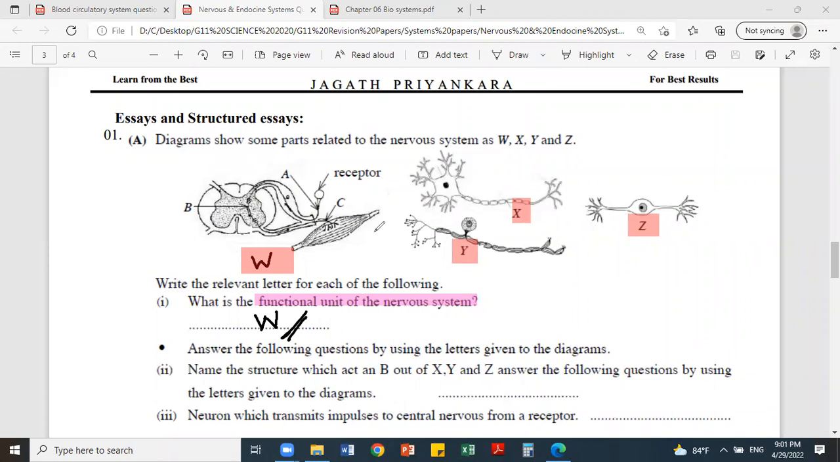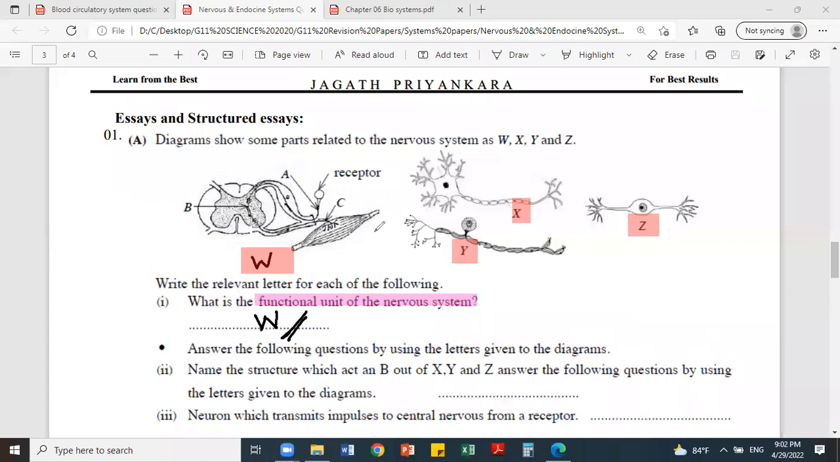The next one. Answer the following questions by using the letters given in the diagram. Name the structures which act as B out of X, Y, Z. What is B here? Interneuron. Out of these, which neuron is the interneuron, or intermediate neuron, that is found entirely within the spinal cord or in the gray matter?